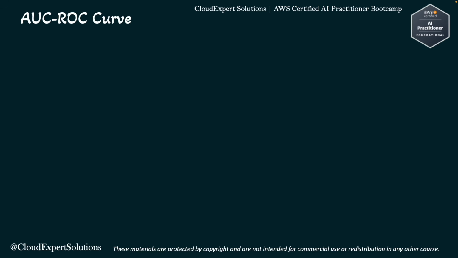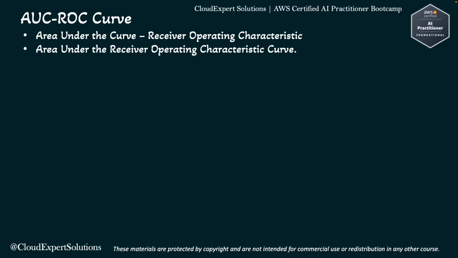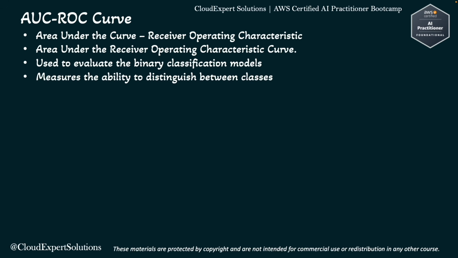The next is AUC-ROC curve. AUC-ROC full form is area under the curve, receiver operating characteristic. It is also called area under the receiver operating characteristic curve. During the certification, you can see either the abbreviated format or any one of the full forms. This is also a performance metric used to evaluate binary classification models, and area under the curve measures the model's ability to distinguish between classes, with a higher area under the curve indicating better performance.